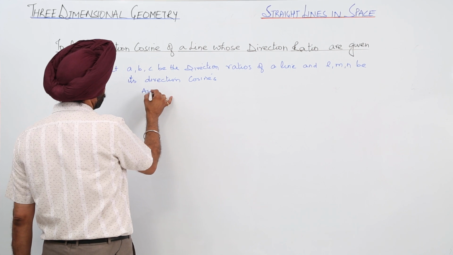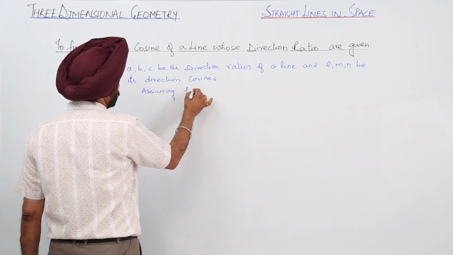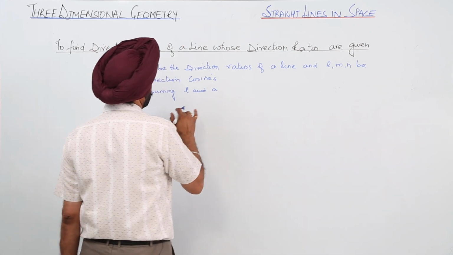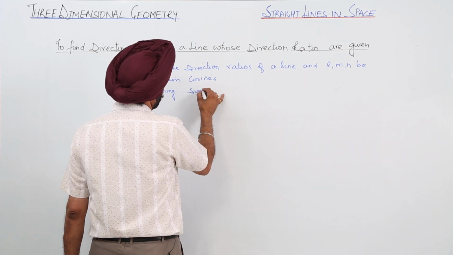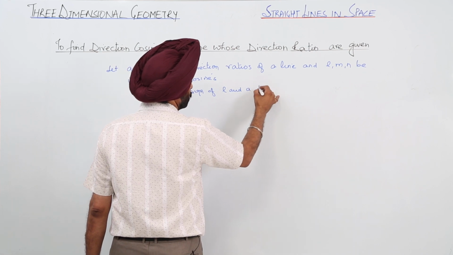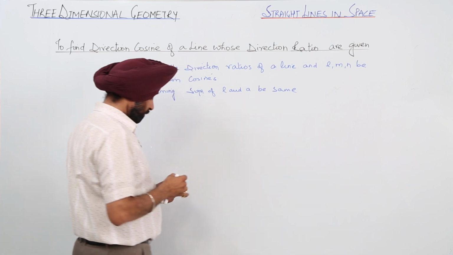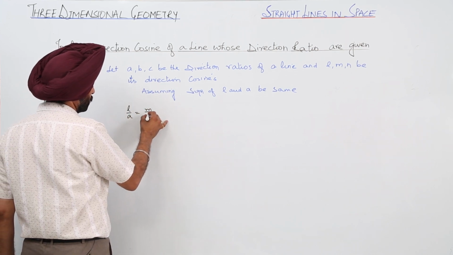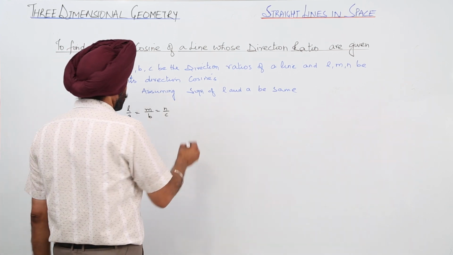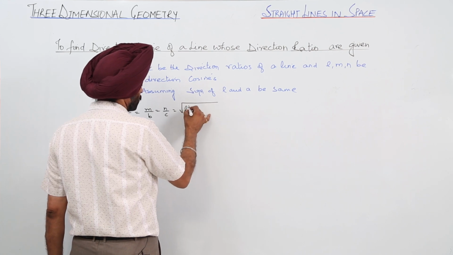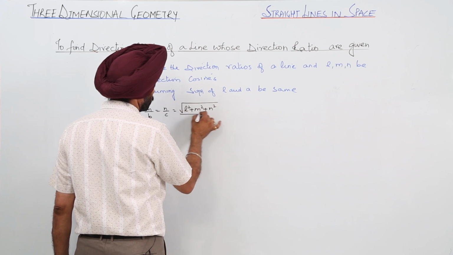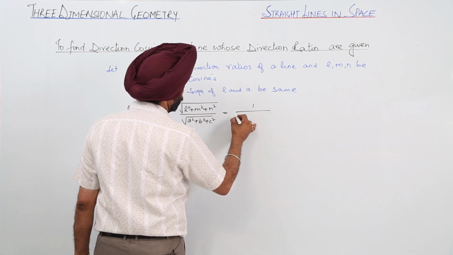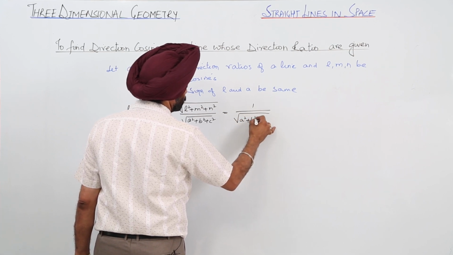Now assuming the signs of L and A are the same, what we can write is L upon A is equal to M upon B is equal to N upon C is equal to square root of L square plus M square plus N square upon square root of A square plus B square plus C square, which is equal to 1 upon square root of A square plus B square plus C square.